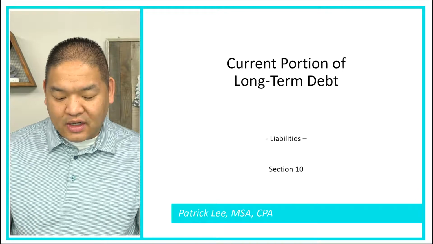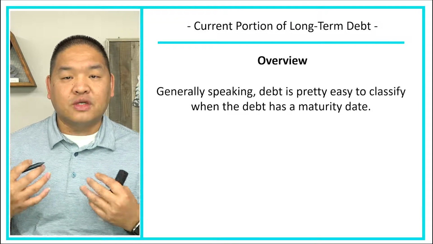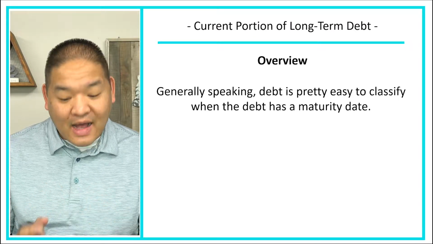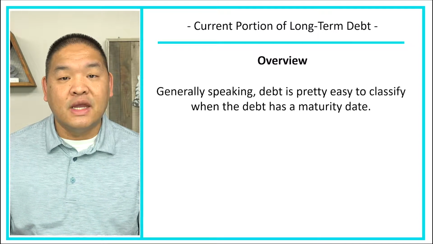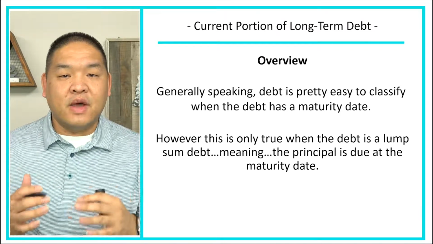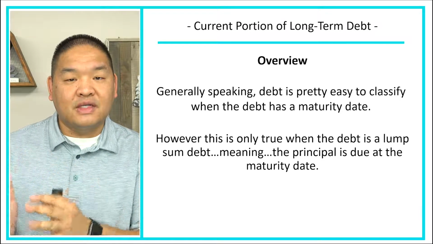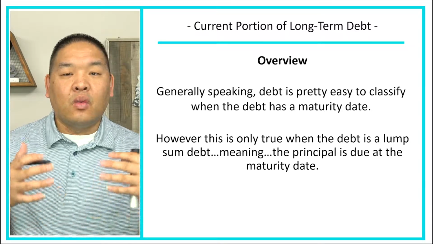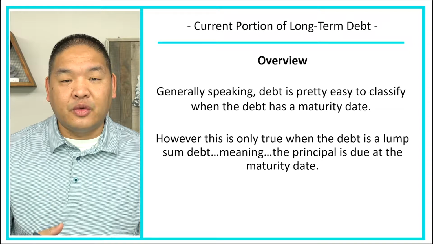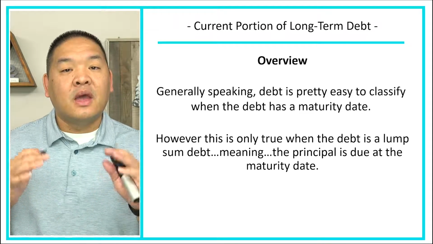So let's get started here with understanding the current portion of long-term debt. Now, generally speaking, debt is pretty easy to classify when the debt has a maturity date. However, this is only true when the debt is a lump sum. So if it's due at maturity date, we basically say, okay, when's the maturity date? Is it long-term or short-term? And then that's the section that we would put it on the balance sheet.